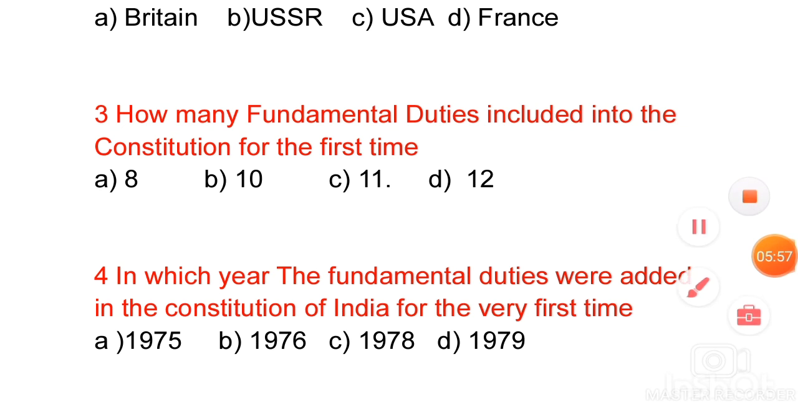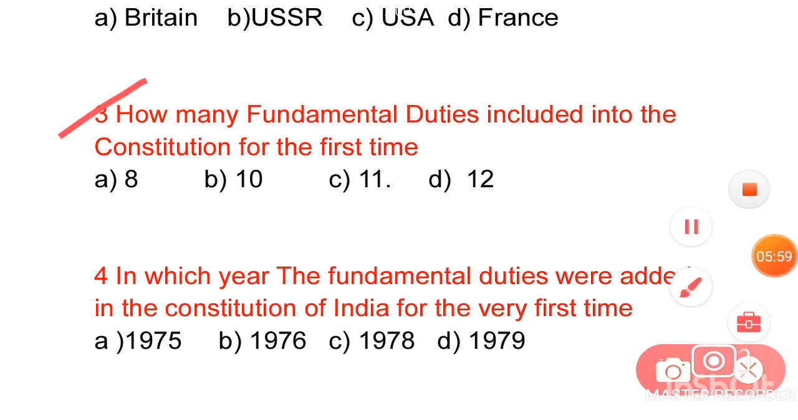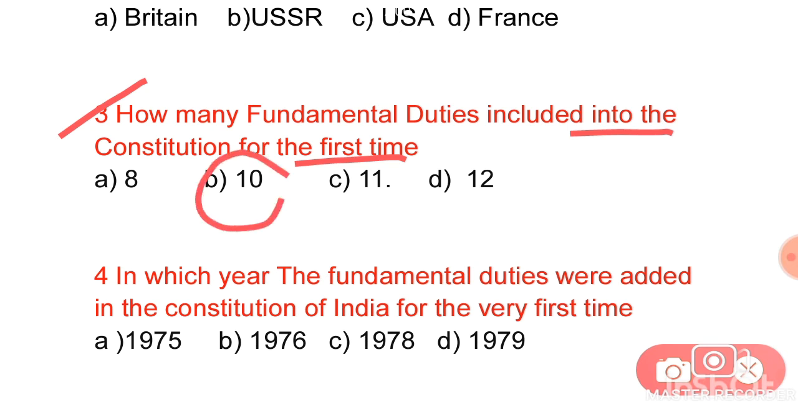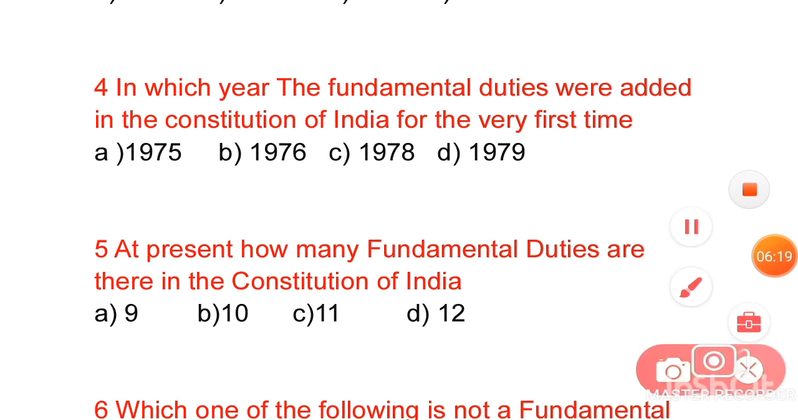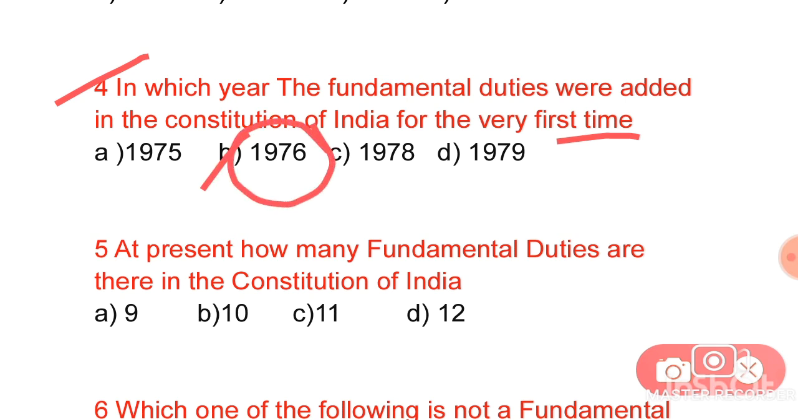Next question. How many fundamental duties were included into the Constitution for the first time? Here the option will be 10. Next question. In which year were the fundamental duties added in the Constitution of India for the very first time? Here option B is the correct answer, 1976. In 1976, the fundamental duties were added for the very first time.